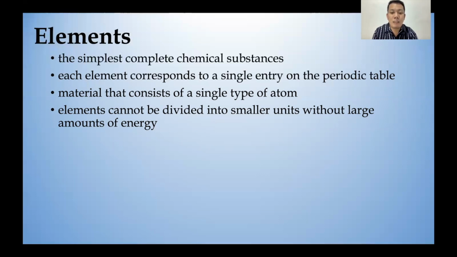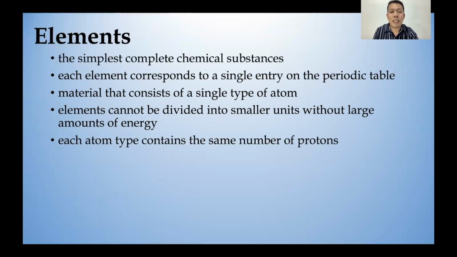Now, elements are composed of atoms, and elements cannot be broken down into atoms, or from atoms to protons or electrons, without a large amount of energy. We call that nuclear energy now. It is a different story, but elements cannot be divided, period, without a large amount of energy.